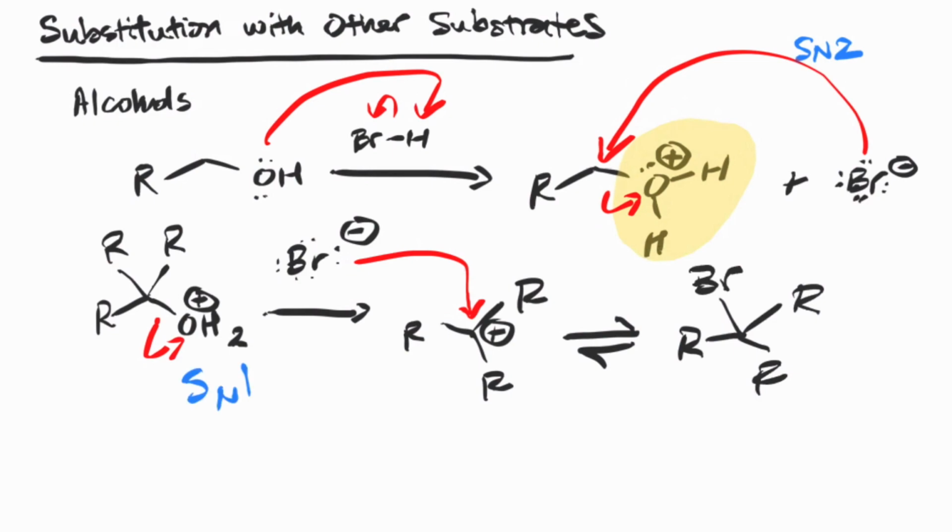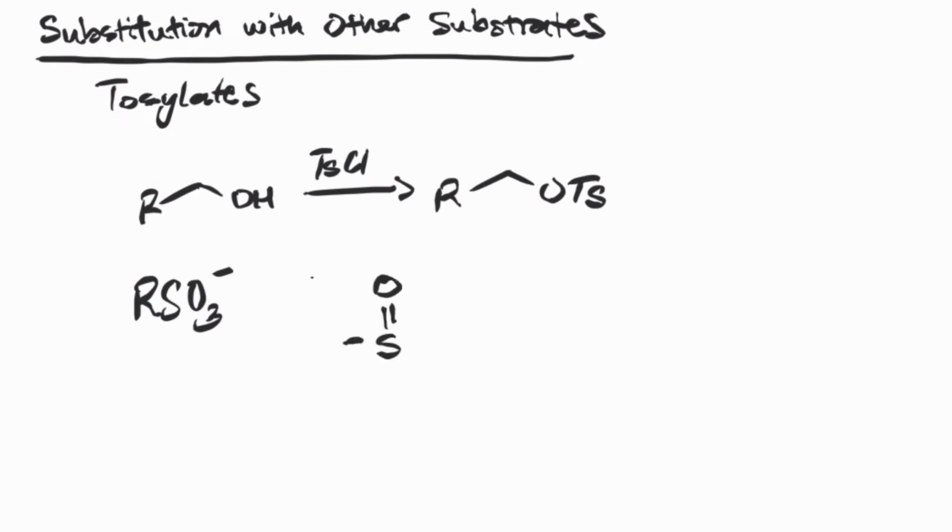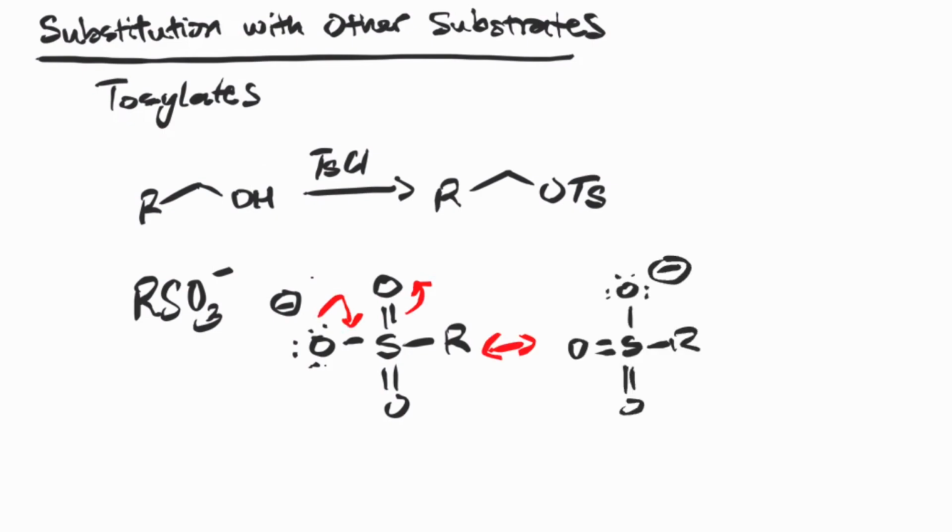Now, there are instances where you don't want to subject your alcohol substrate to acidic conditions, but you still want to do the substitution reaction. But there is a way around this, and that way is to treat your alcohol with tosyl chloride and turn it into a tosylate group. And remember, tosylate is an example of a sulfonate ion, which is an extremely stable leaving group, because that negative charge can be spread all around the molecule in resonance structures.